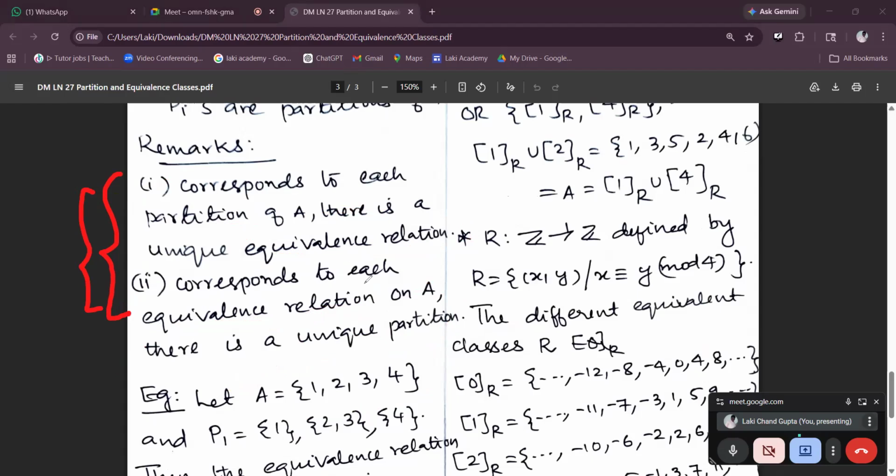If it is a unique partition, then you can say there is a unique equivalence relation. If an equivalence relation is there, then it will be a unique partition. First write this, I will tell you.